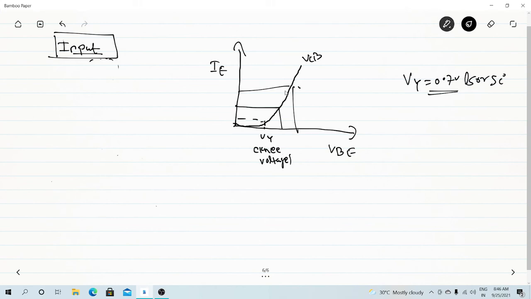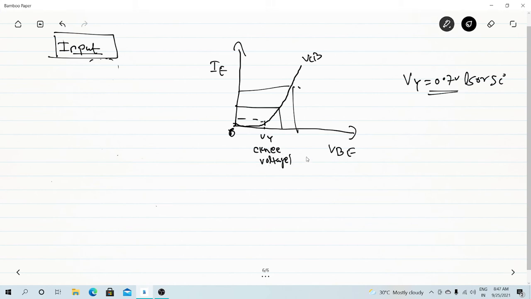This current increases exponentially, so the slope will be variable. So this is non-ohmic behavior. If you apply a voltage less than V gamma, the current will be simply zero. Applying less than it, the diode is not forward biased, the diode will be in the off state. Off state means the diode cannot conduct, so the current will be zero, as you can see.